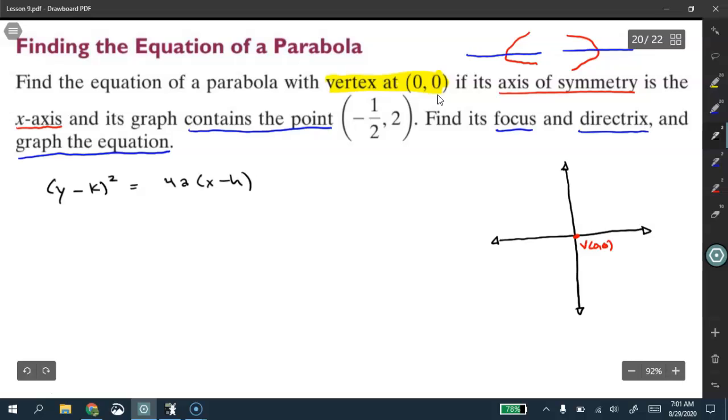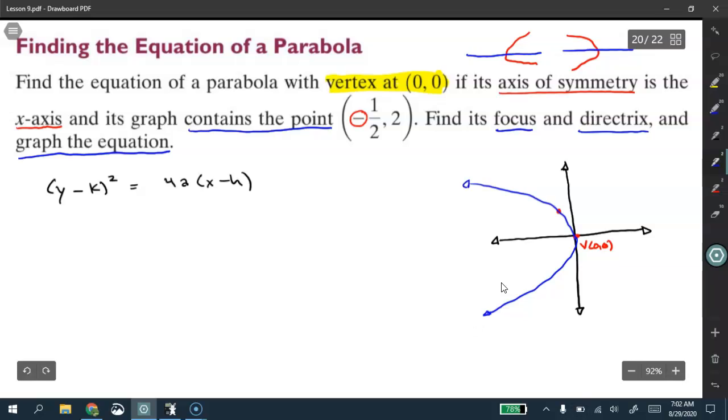Now, let's figure out, even though we only just have a point, is this going to be facing right or facing left? What you'll notice is they told you that the point that's contained is negative half comma 2. What does that tell you? If the vertex is at the center, and you know that the parabola is going through negative half comma 2, let's suppose negative half comma 2 is right there. What does that automatically tell you? It tells you that this parabola must be facing towards the left.